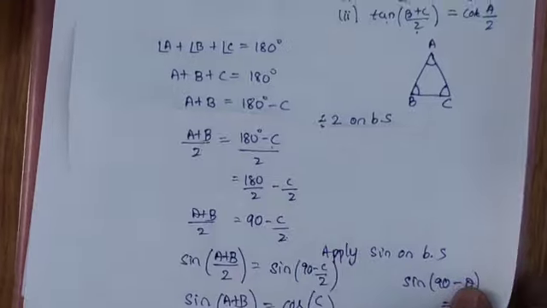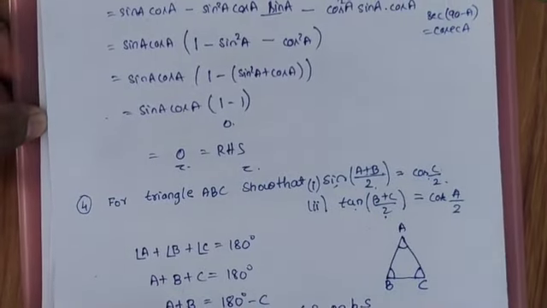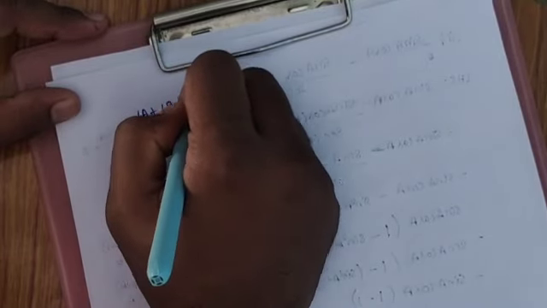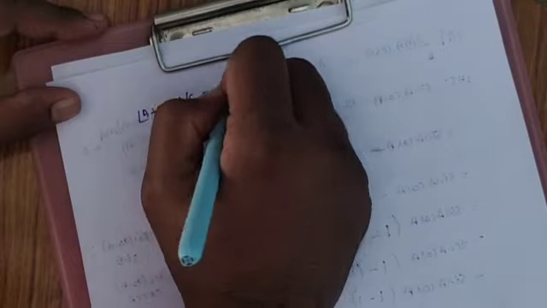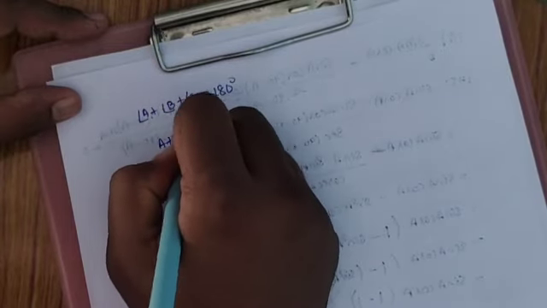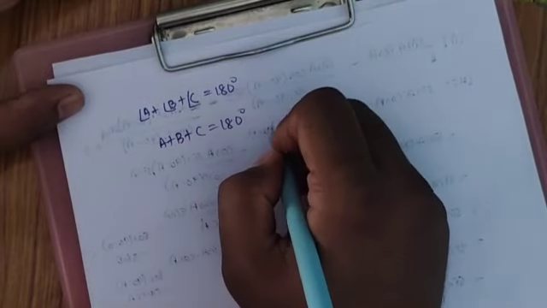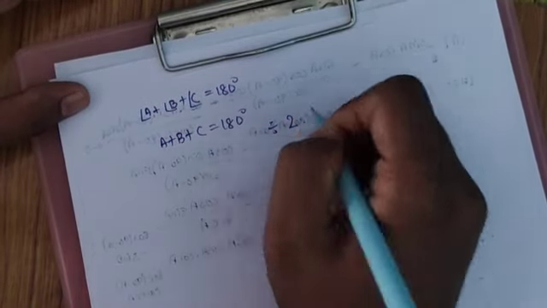Same as it is, we need to show the second one. So how to show this? Here again, we have angle A plus angle B plus angle C is equal to 180 degrees. This can also be written as A plus B plus C is equal to 180 degrees, right? Now I will divide all the terms by 2.